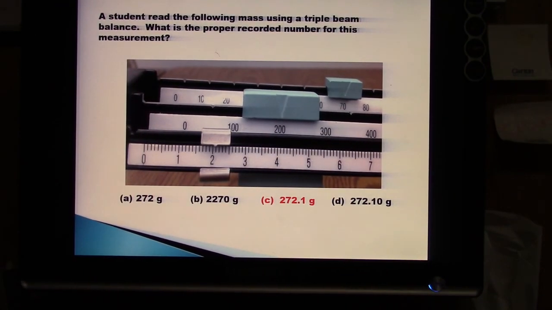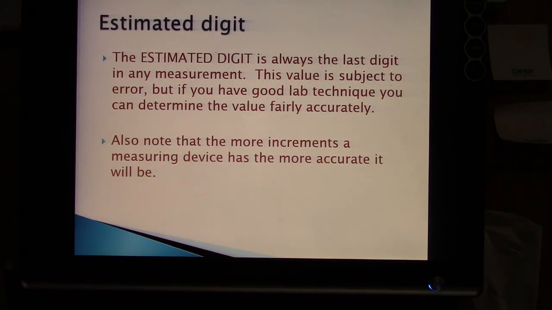So far you're doing pretty well in this. Let's go to the next one. The estimated digit is always the last digit in any measurement. It could be 0 too. It doesn't matter, 0 is a number. This value is subject to error, but if you have good lab technique you can determine the value fairly accurately. Also note that the more increments you have, the more accurate it will be on a measuring device.